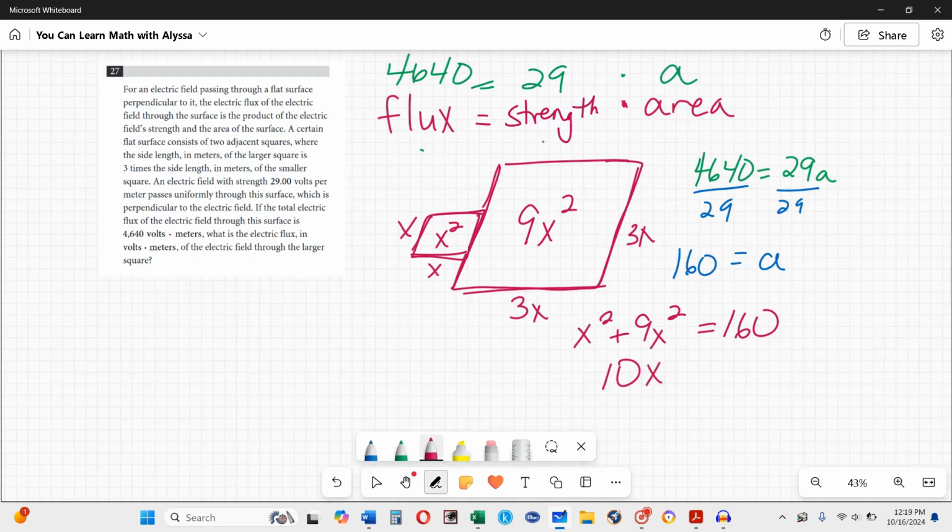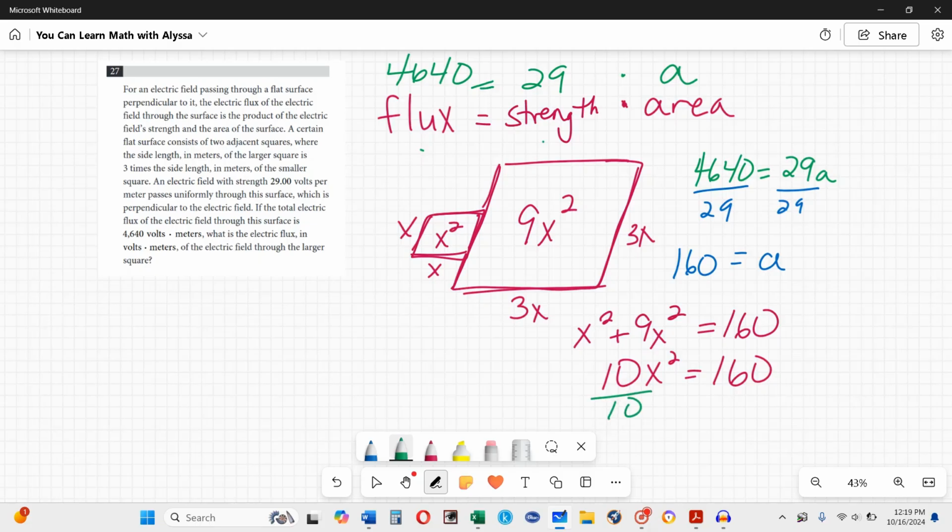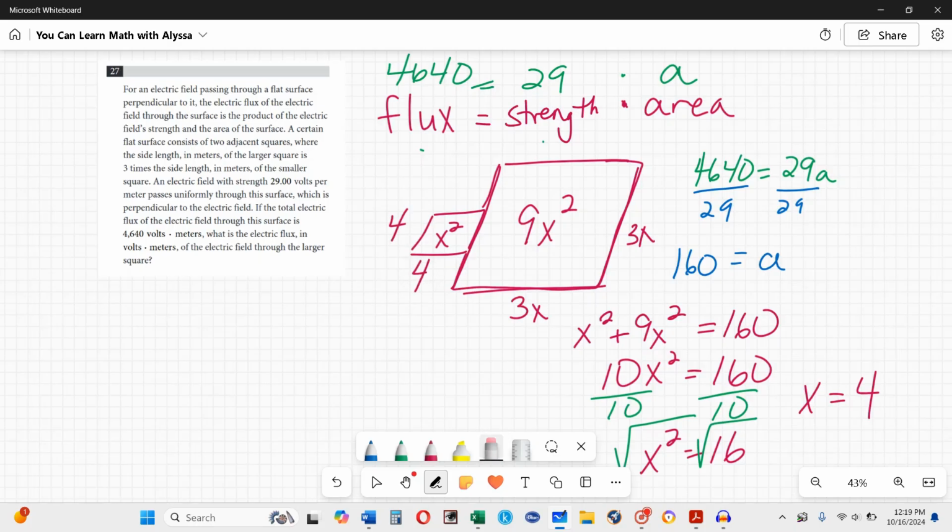X squared plus 9x squared is 10x squared. Then, since x squared is being multiplied by 10, I need to divide both sides by 10, and I get that x squared is equal to 16. Then, to undo that squared, I can take the square root of both sides, and x is equal to 4. Yes, square roots can be positive or negative, but here we're talking about a length, so it's only positive. So then I can go back up to my sides. This side is 4, and this side is 4, because x is 4. And over here, I have 3x and 3x. This side is 12, 3 times 4, and that side is 12, 3 times 4.